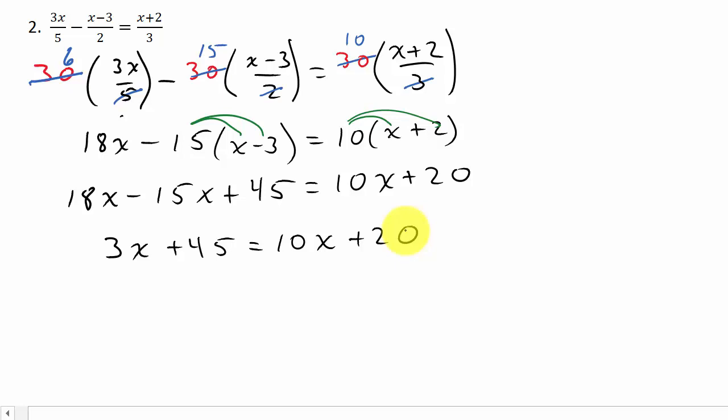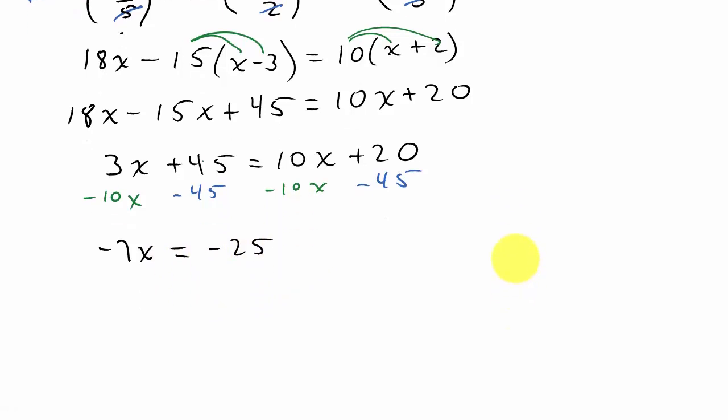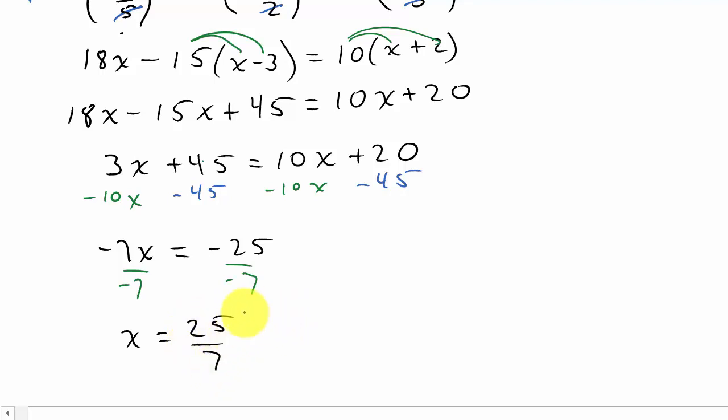Now, everything that has an x in it has to come to one side of the equal sign, and everything that doesn't have an x has to go to the other side. It doesn't matter, I'm going to bring the 10x over here, so I'm going to subtract 10x from both sides. And then the 45 I need to bring over here, so I'm going to subtract 45 from both sides. That leaves me with negative 7x equals negative 25. Then we will divide both sides by negative 7, and that leaves me with x equals 25 over 7. And that doesn't reduce any, so that's our answer.